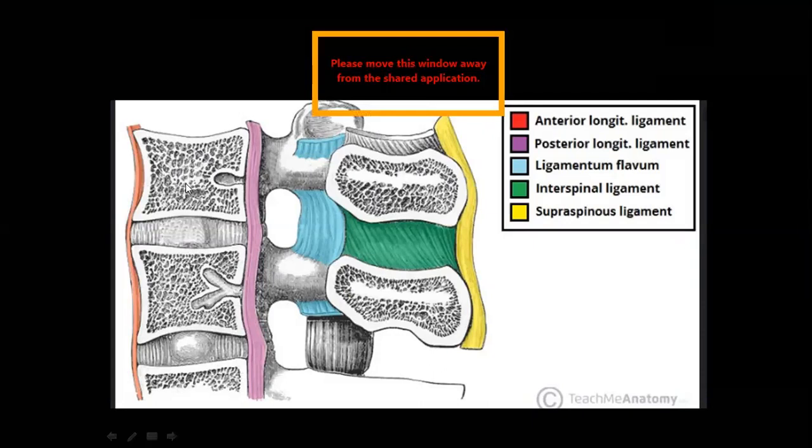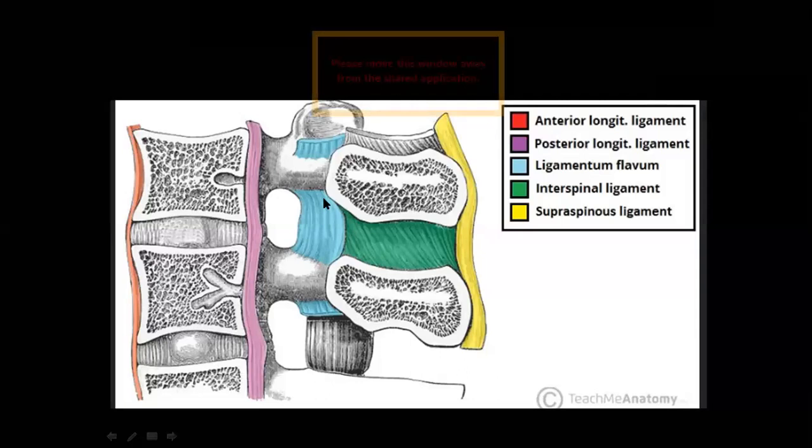Anterior to the vertebral body we have the anterior longitudinal ligament, posterior to the vertebral body we have the posterior longitudinal ligament. In between the facets we have the facet joint capsule, in between the spinous processes we have the interspinous ligament, posterior to the spinous process we have the supraspinous ligament, and just at the posterior part of the spinal canal we have the ligamentum flavum.